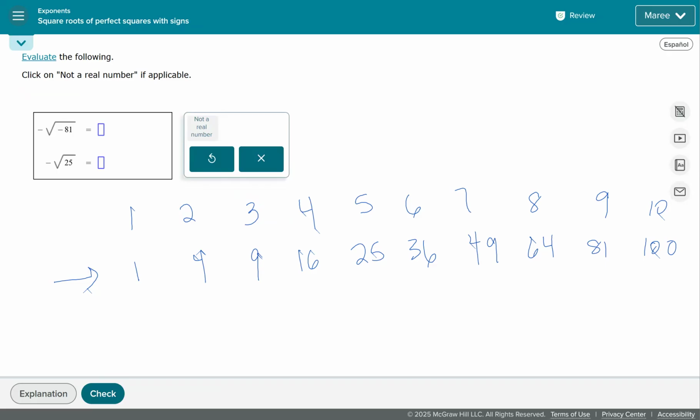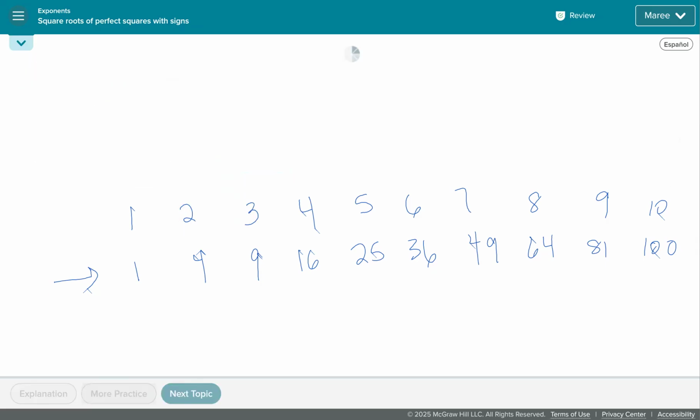So notice that in this first one, there's a negative sign under the radical. So this one will be not a real number. Negative square root of 25, we keep the negative sign and we look for our perfect squares, 25, and the square root of 25 will be 5.